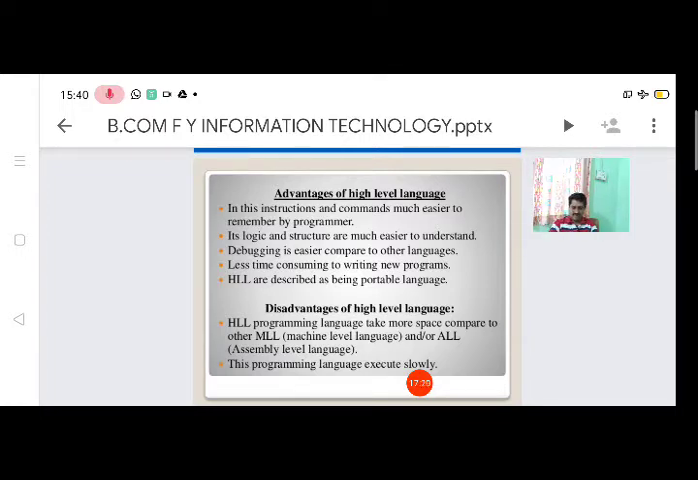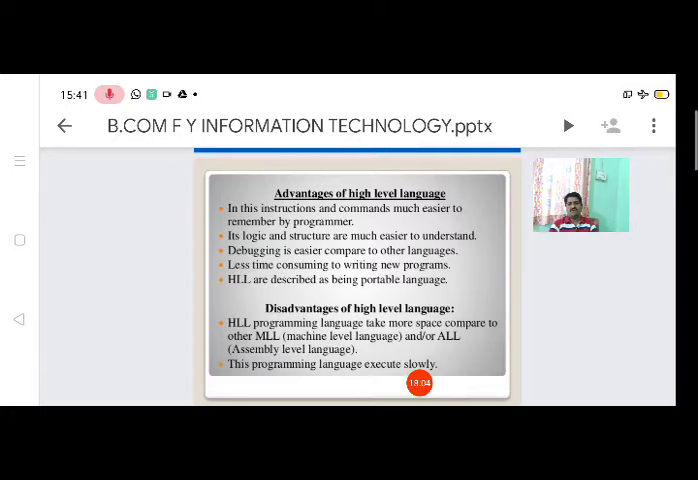The next advantage, a program written in a high level language can be translated into machine language and can be run by a computer for which there exists an appropriate translator. Then the fourth advantage, the language is independent of the machine on which it is used, so a program developed in a high level language can be run on another machine.